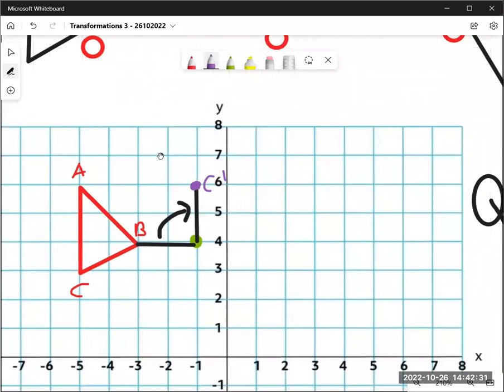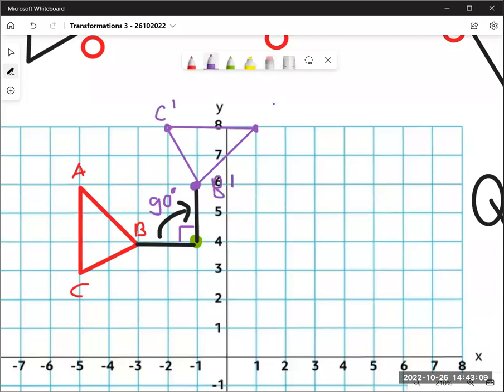Now how do I find the rest of the shape? Well, compared to B, we have to see where is C. Okay, so C is exactly right here, and A is exactly right. So we're rotating 90 degrees, right? Yes, 90 degrees clockwise. Now this is my new shape. This won't be C dash, it will be B dash. This will be C dash, and this will be A dash.